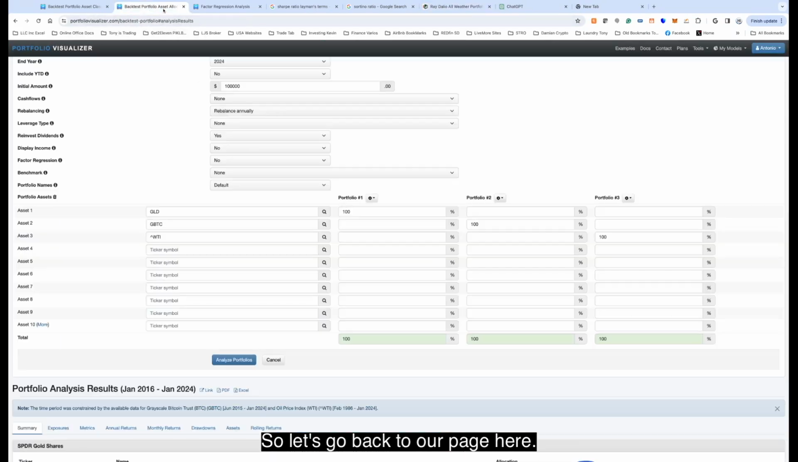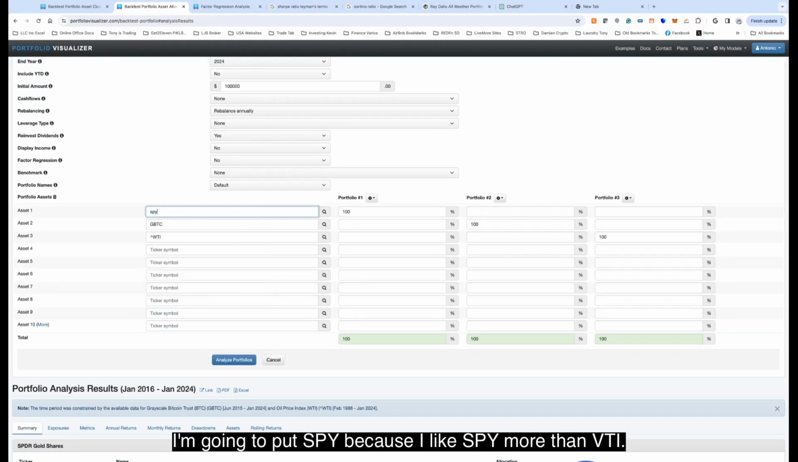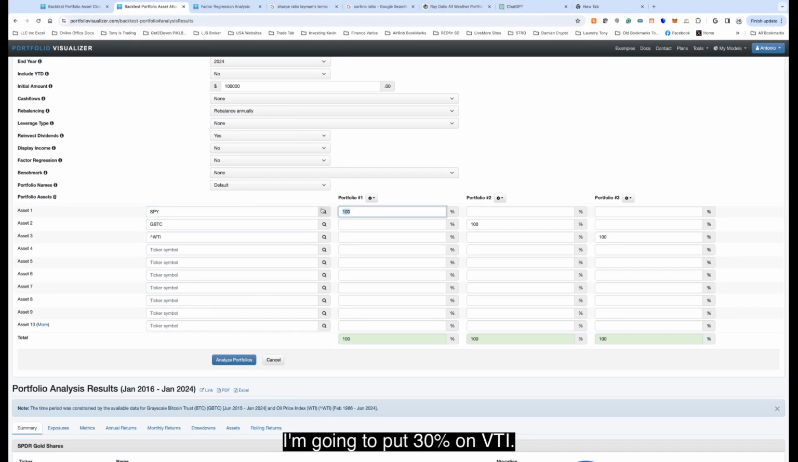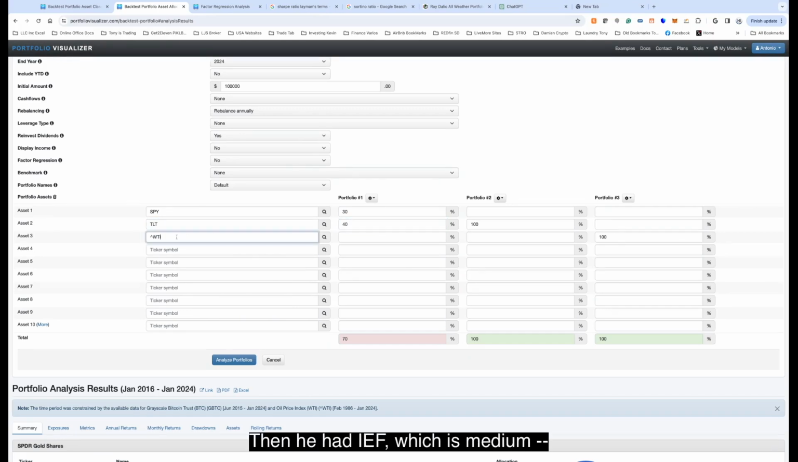So let's go back to our page here, and let's construct our first portfolio as the Ray Dalio portfolio. I'm not going to put VTI, I'm going to put SPY, because I like SPY more than VTI. They're exactly the same thing, so don't worry. I'm going to put 30% on SPY. Then he had 40% on TLT. There we go. Then he had IEF, which I would call medium-length bonds.